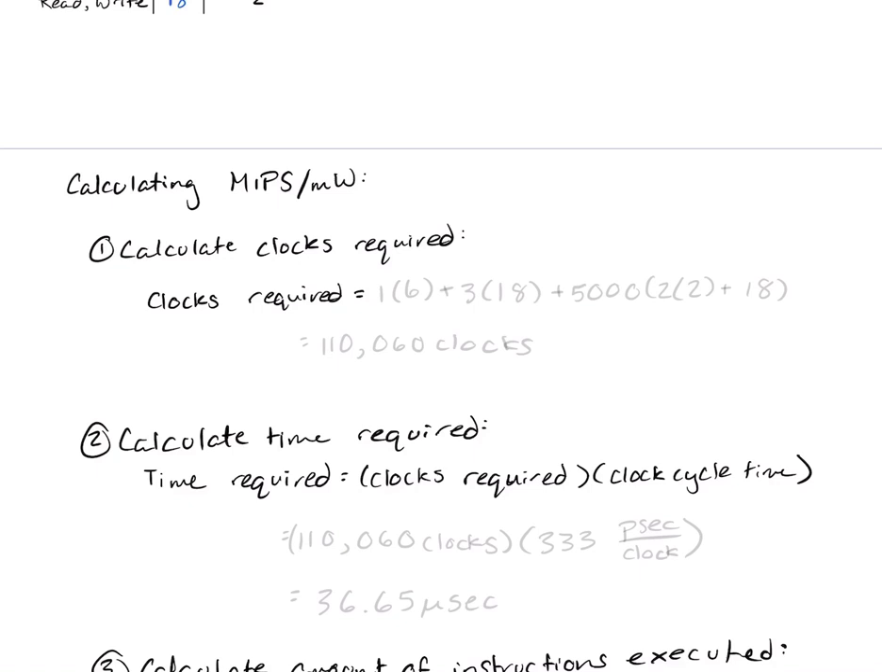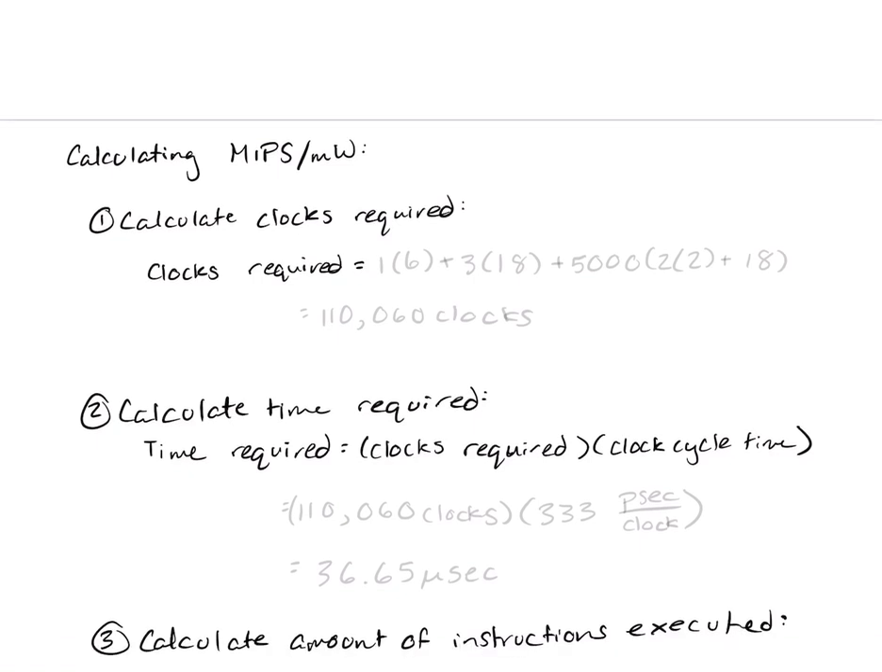Next, the question asks us to calculate the MIPS per milliwatt. First, we start by calculating the clocks required for this program. Based on the program, we had 1 set instruction, which has a CPI of 6, 3 read or write instructions, which has a CPI of 18, plus a loop iterated 5,000 times, with 2 add instructions and one branch instruction. This ends up being equal to 110,060 clocks.